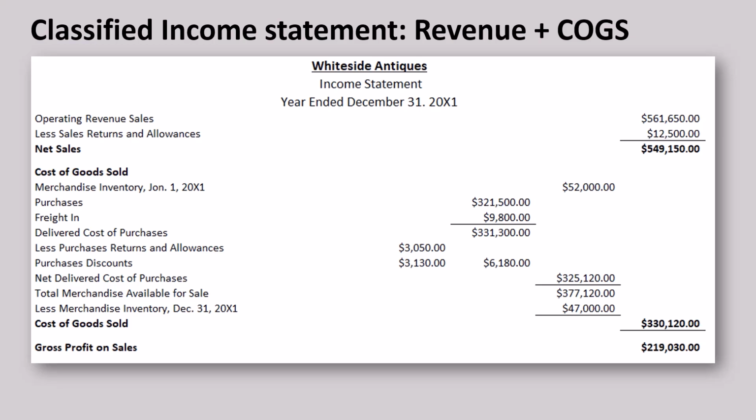Frequently, investors and analysts calculate the gross profit percentage, which for Whiteside Antiques is 40%. $219,030 divided by $549,150. This represents the markup of the merchandise. Put another way, for every 60 cents the company spends on merchandise, it generates $1 in sales. Or said a different way, every sales dollar results in 40 cents of gross profit, which must be large enough to cover all other operating expenses and leave profit for the owners.